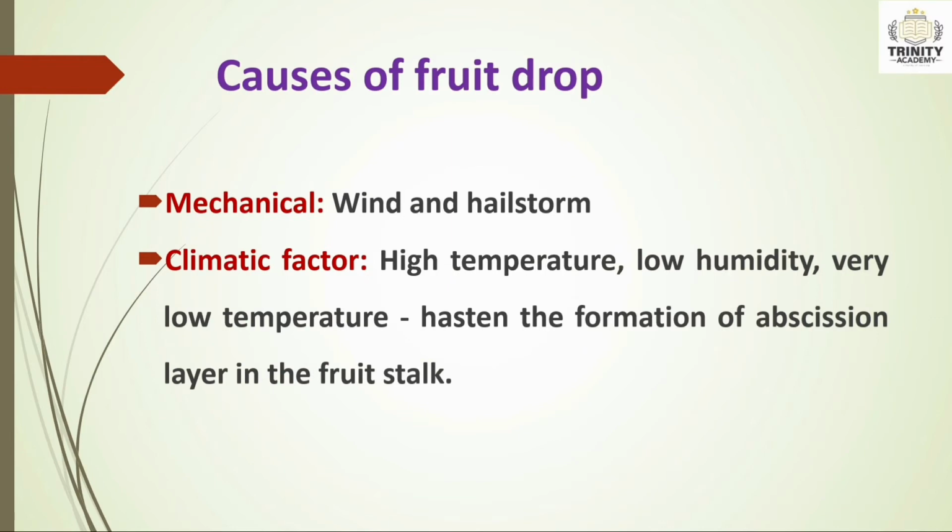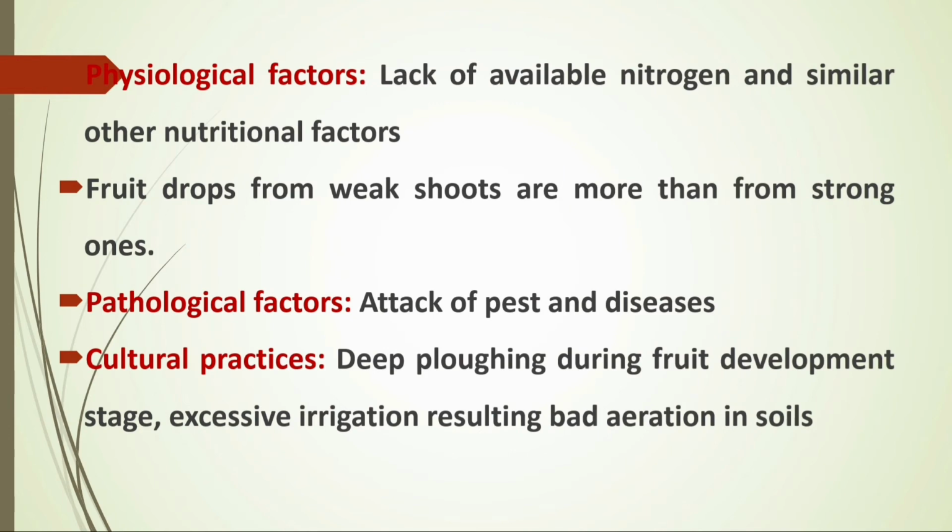Let us see the causes of fruit drop. It may be due to any factors like wind, hailstorm, climatic factors like high temperature, very low temperature, low humidity. These factors hasten the formation of abscission layer in fruit stalk. The physiological factor is nutritional deficiencies. Dropping is more in case of weak shoot. Pest and diseases plays an important role in cause of fruit drop.